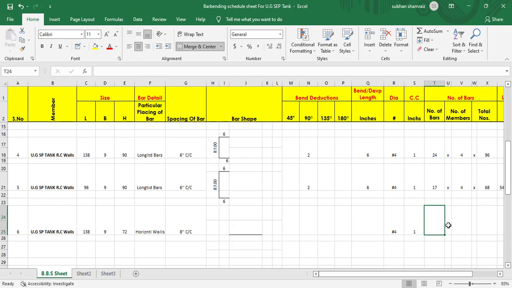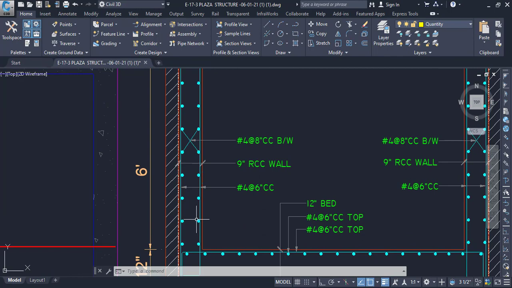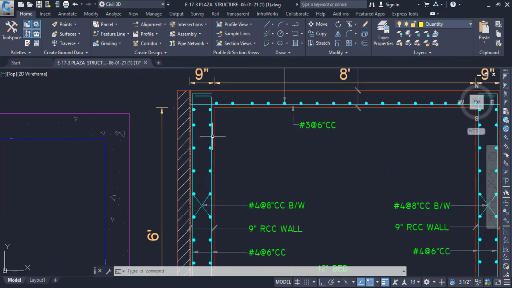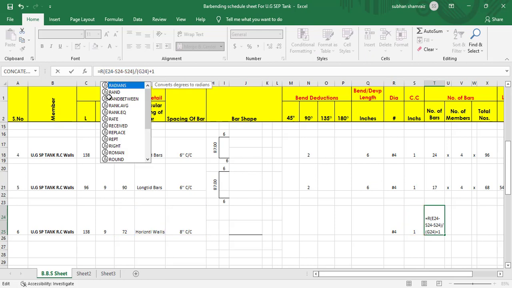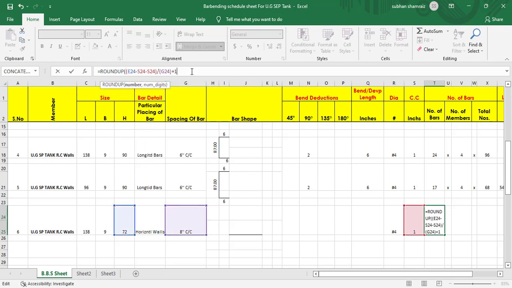And number of bars is span divided by spacing plus 1. So in order to find out the number of bars, we have the total span, which is the height. You can see over here it is going to start right from this position, then this, then this, then this, up to this position. So span is the height minus concrete cover at both ends, then divided by spacing. The spacing is 8 inch center to center, and then plus 1 will give us the total number of bars. So it means that we need 10 bars over here. Round up, start it, comma, close the bracket.